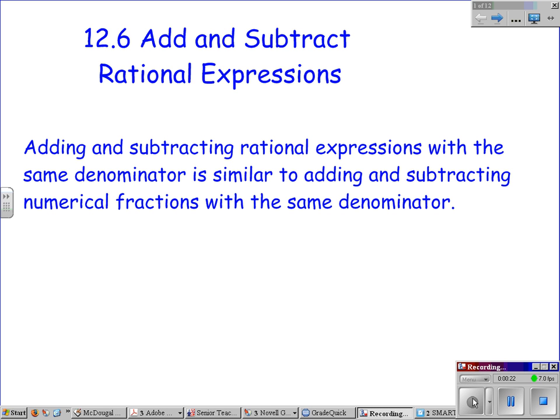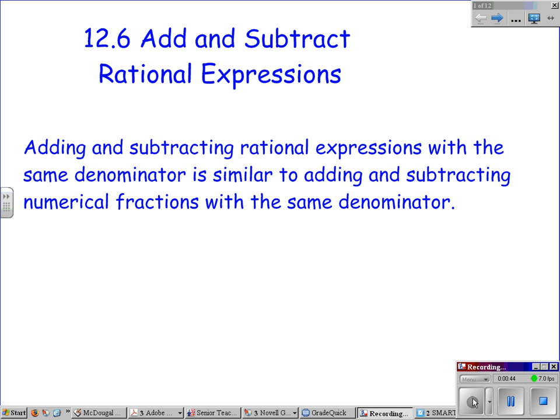If you have two fractions with the same denominator, like from your homework, what did you do in order to add those two fractions together? You had two fractions that had a common denominator. What did you do to them when you added them? Alex? You add their numerators, and that's what we're going to be working with today too in our rational expressions.